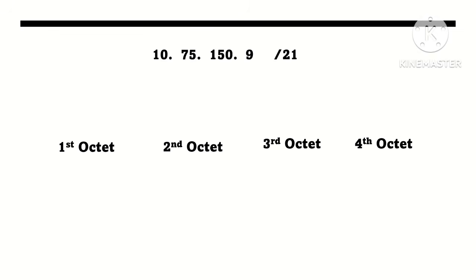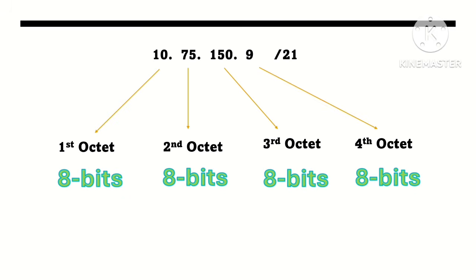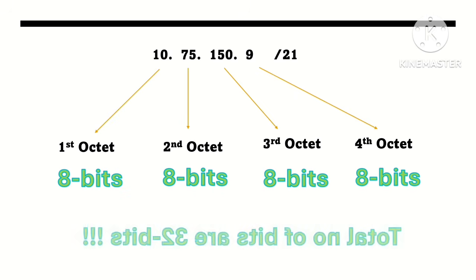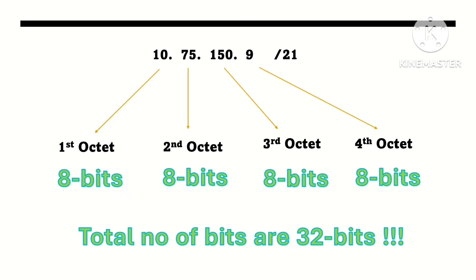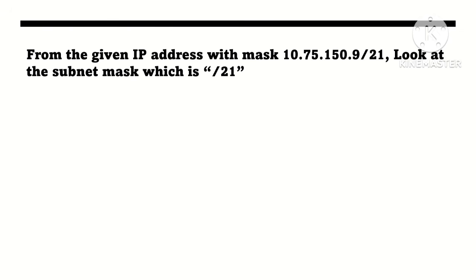So let's take the IP 10.75.150.9/21. Generally, an IPv4 address has 32 bits in 4 octets, each octet comprising 8 bits. That's what I'm showing here. So each octet has 8 bits.